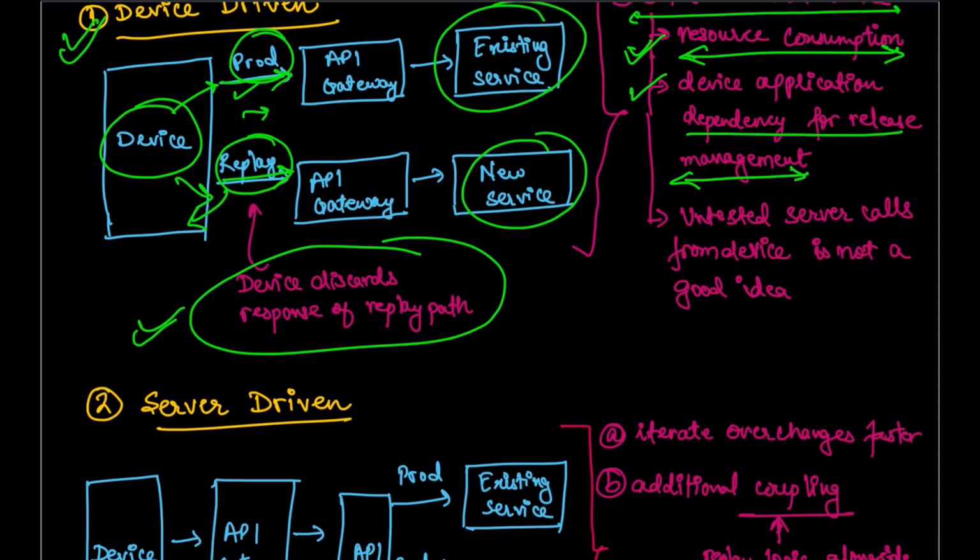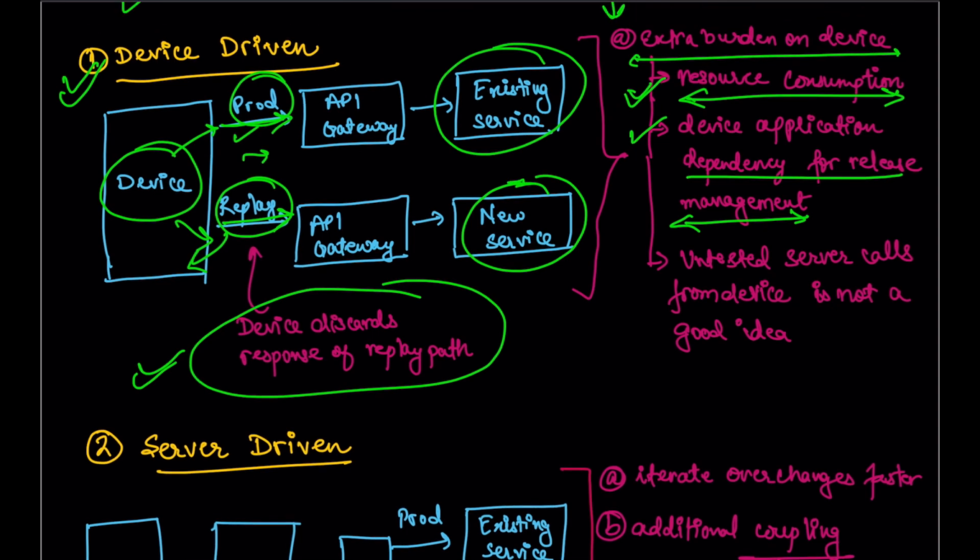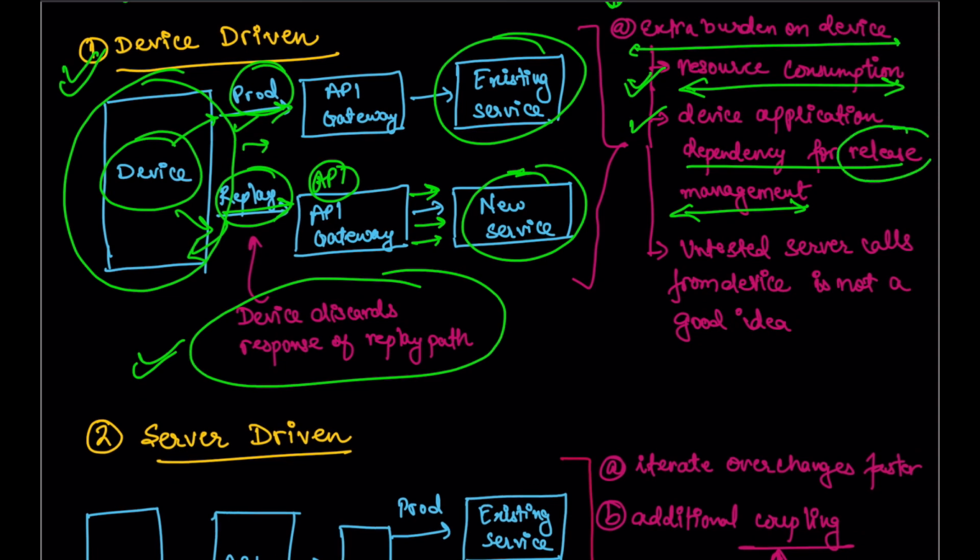Now let's say that when this traffic is replayed to the new service, you figure out there is some issue, and then we have to change some kind of configurations. Let's say there was some change in the API structure, or anything, right? If you want to change something, you will need a new version on the device, a new software version. That means you are dependent on the release cycle management of this device software.